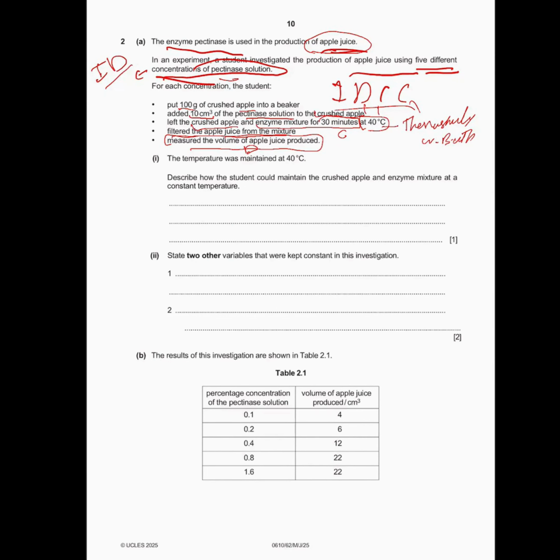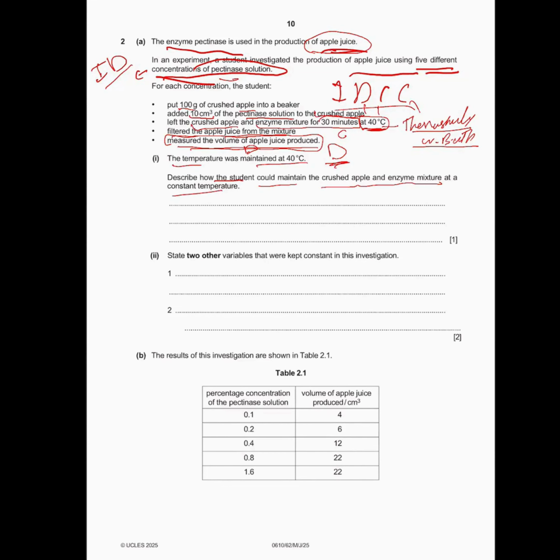Okay. So again, one more time. How to control the temperature: using a thermostatically controlled water bath. He measured the volume of the apple juice, which is the dependent variable. So volume is the dependent variable. Temperature was maintained at 40 Celsius. Describe how the student could maintain the crushed apple and enzyme mixture at a constant temperature.